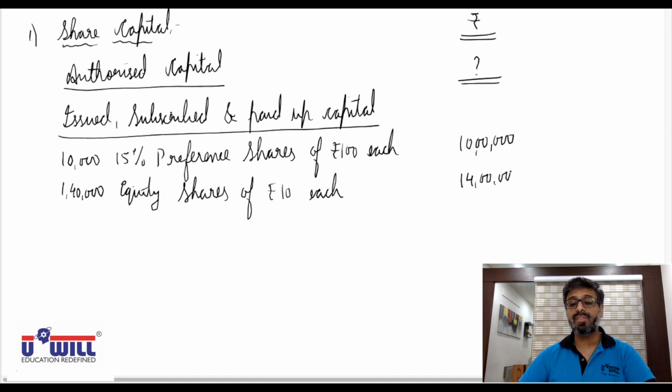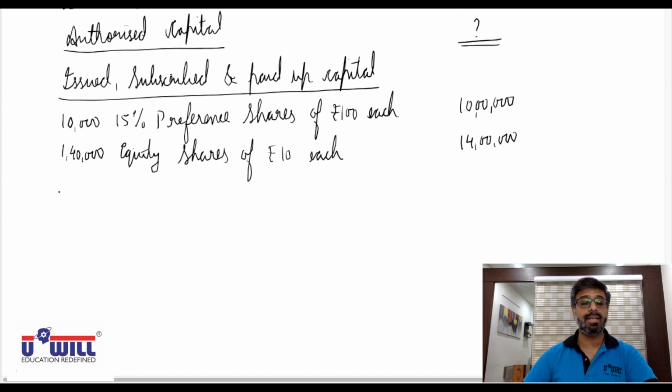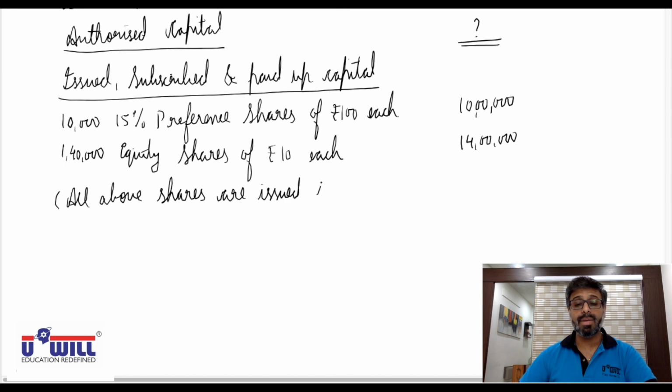Now both of these are issued for consideration other than cash. So you'll just mention: all above shares are issued to A Limited and B Limited for consideration other than cash.